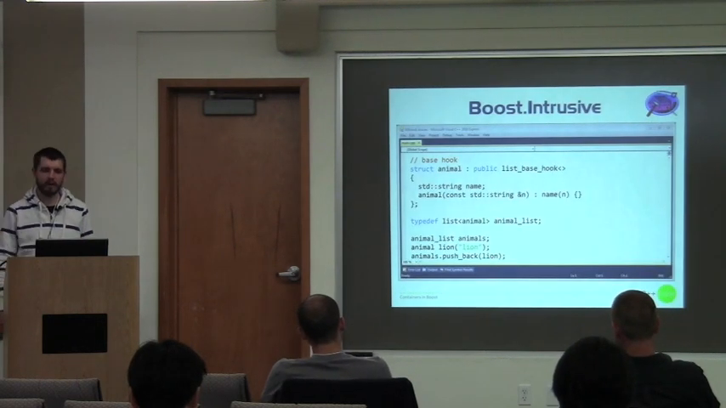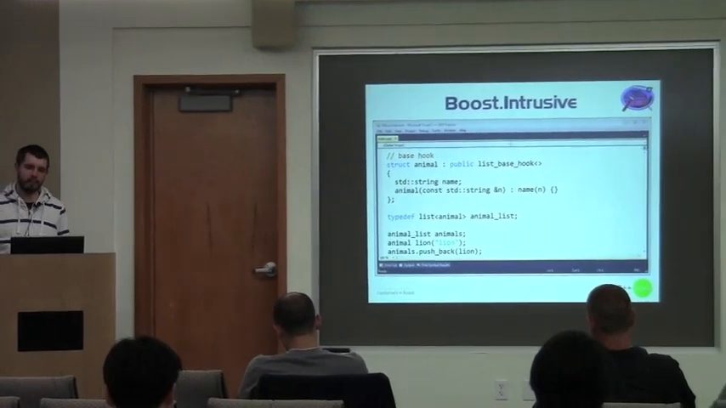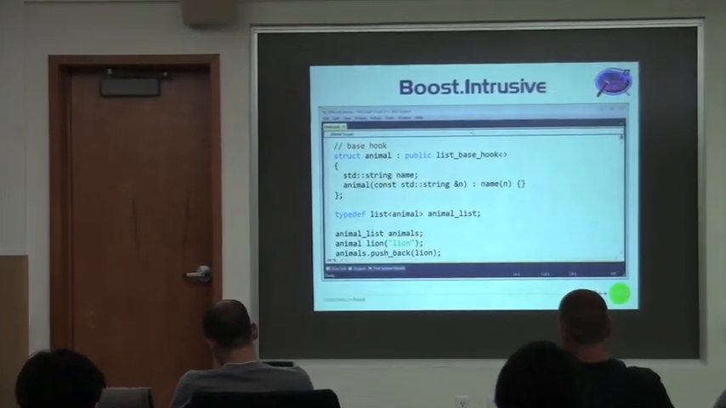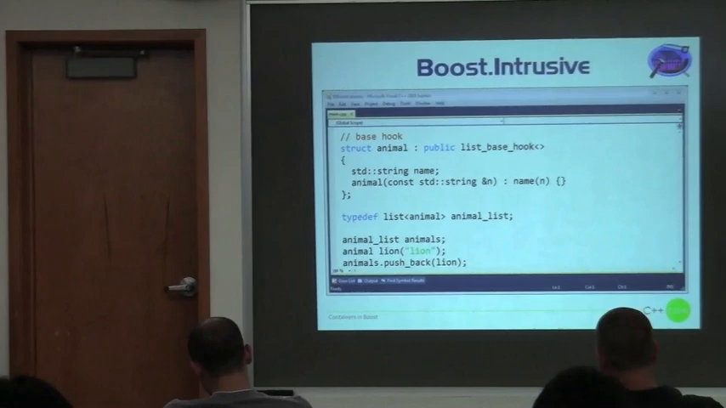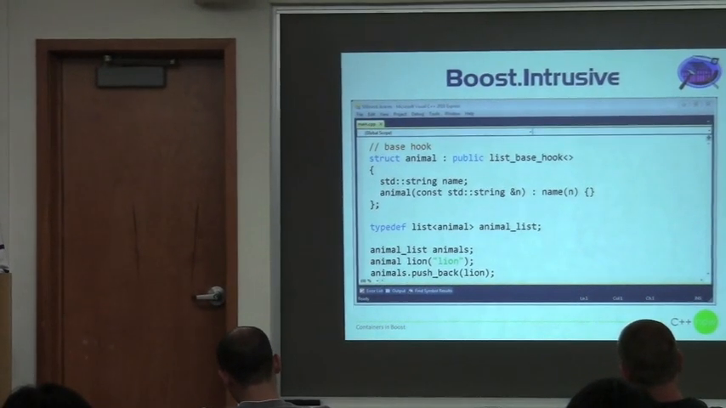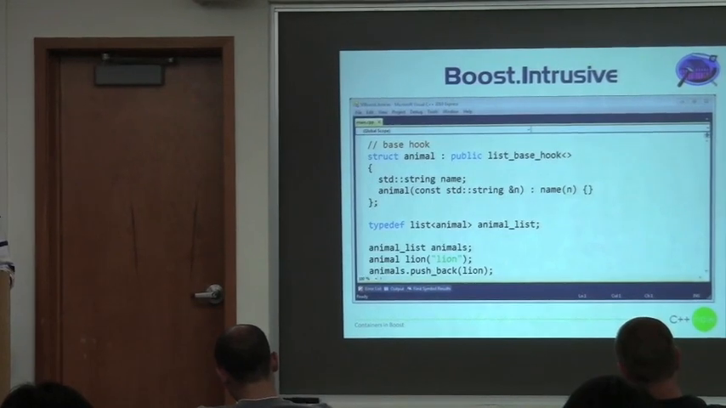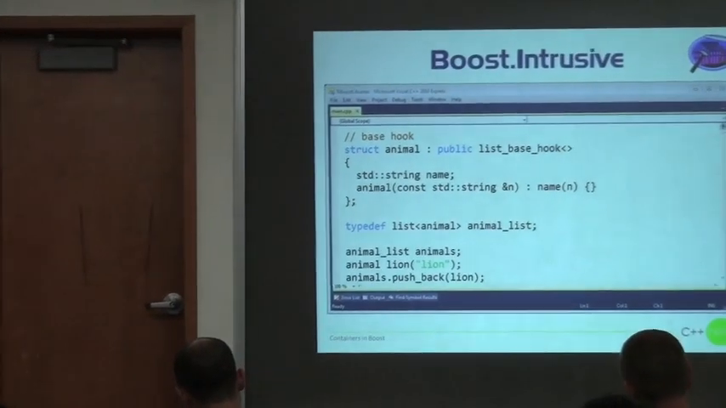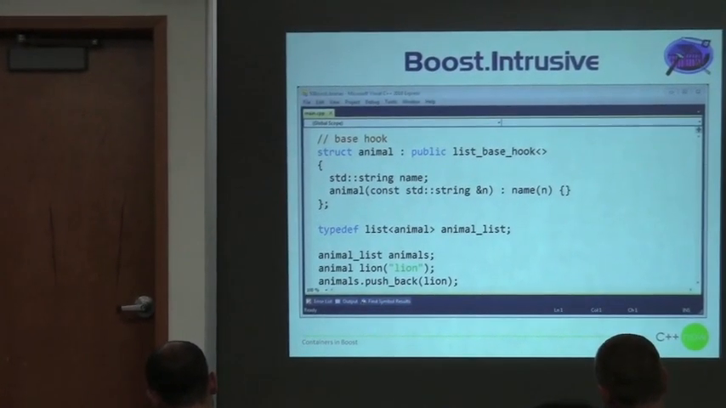So how does this work now in code? How do we put an animal into an intrusive container? Now I have my animal class here again. And as I said, I need to set up my type somehow so that I can put it into an intrusive container. And it also depends on the container how I need to set up my type.